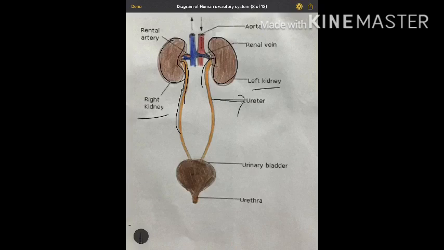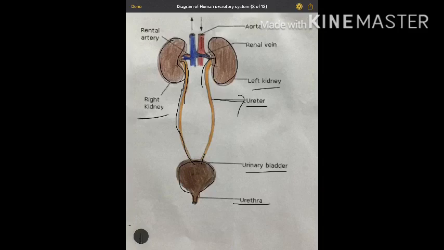All right, these are called ureters, and these ureters are in turn connected to the urinary bladder, a sac-like structure which stores urine. When this bladder is full, in nearly 3-4 hours we feel like urinating, and then the urine passes out through a small tubular structure which is called the urethra. All right, so this way the excretory system functions.